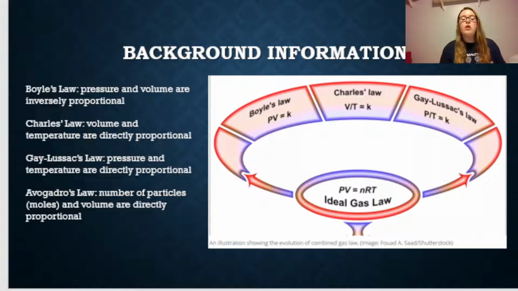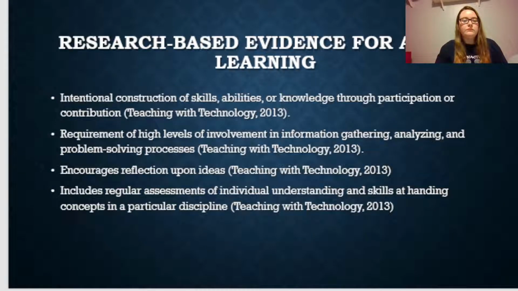So Boyle's law, Charles' law, Gay-Lussac's law, and Avogadro's law all combine together to make the main ideal gas law, which is PV equals nRT, where P is the pressure, V is volume, n is the number of moles, R is the gas constant, and T is temperature.